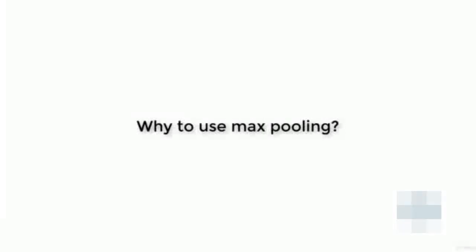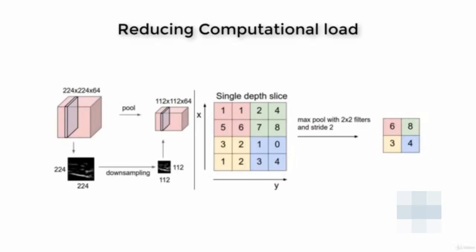So why use max pooling? There are a couple of reasons why adding max pooling to our network may be helpful. The first is reducing computational load. Since max pooling is reducing the resolution of the given output of a convolutional layer, the network will be looking at larger areas of the image at a time going forward, which reduces the number of parameters in the network and consequently reduces computational load.